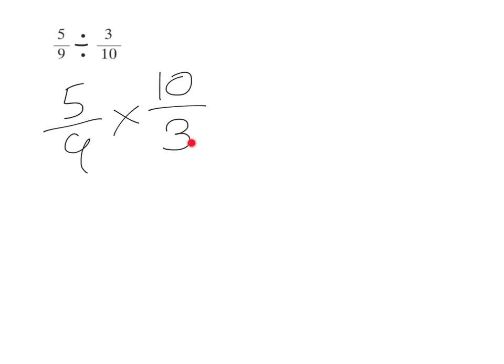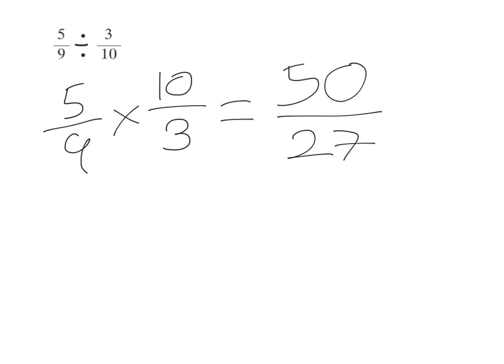Now we check the diagonal and we see that nothing cancels. So we go straight to multiplying. Top times top, 5 times 10 gives me 50. 9 times 3 gives me 27. 27 goes into 50 one whole time, and there is a remainder of 23. So final answer is 1 and 23/27.